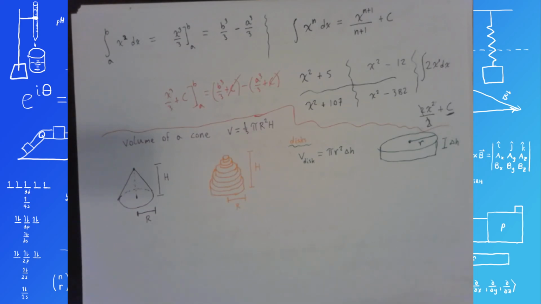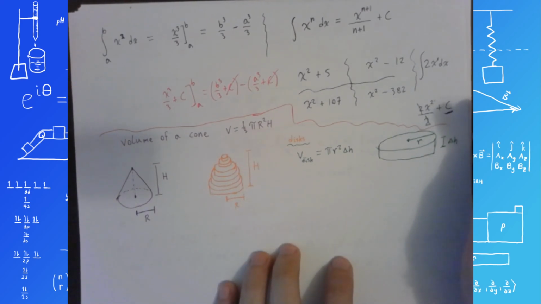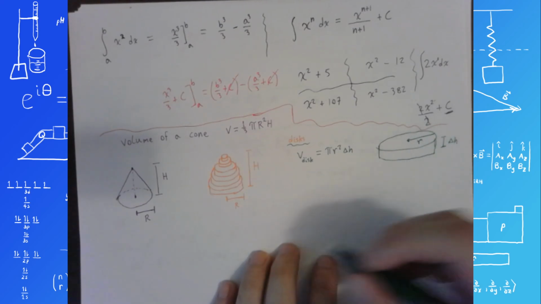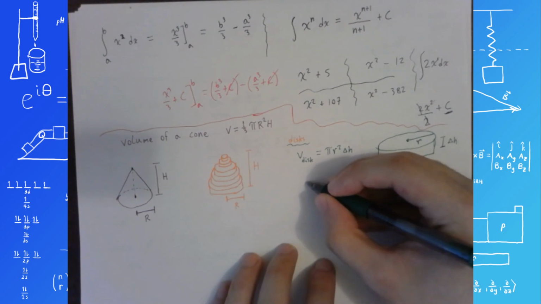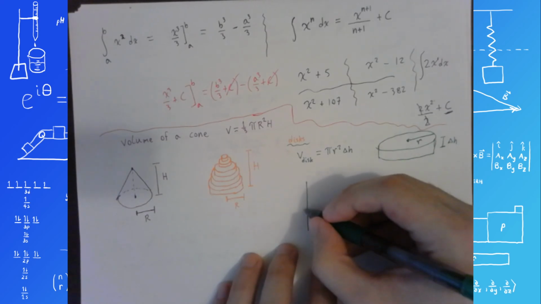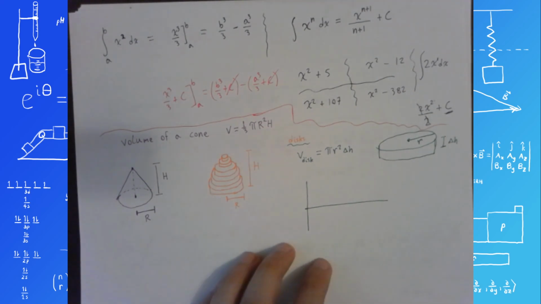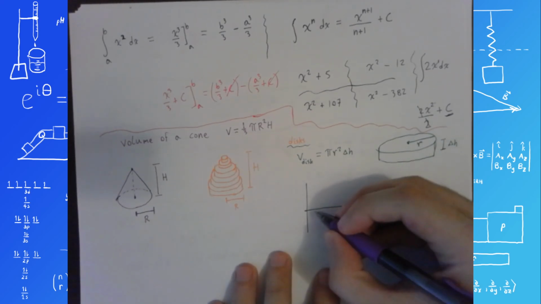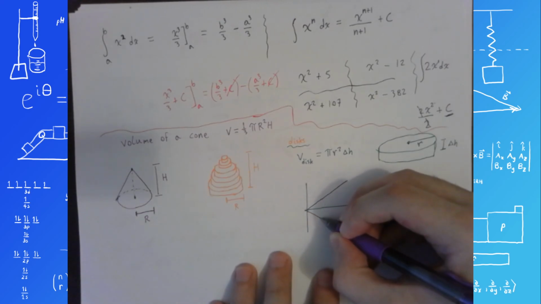Where do we want to go from here? Well, we need to define an interval over which we are stacking our disks, and a good way to do that is to draw our cone sideways and superimpose it, that is, lay it against a coordinate system. So let's do this. Let's do a side view of the cone. And a side view of the cone is going to look like this.